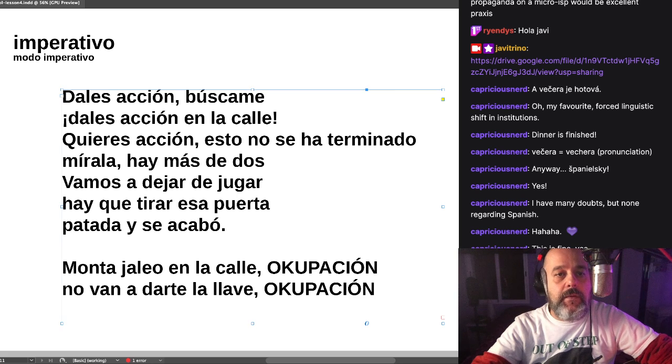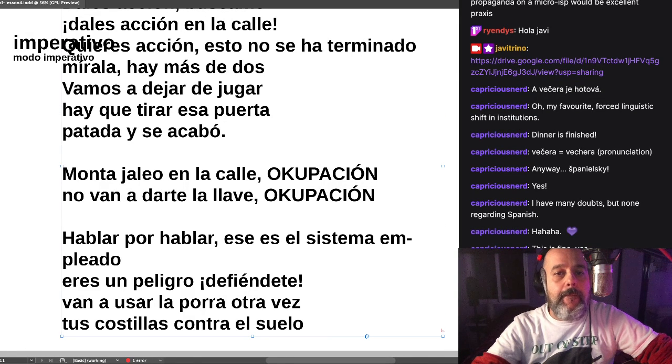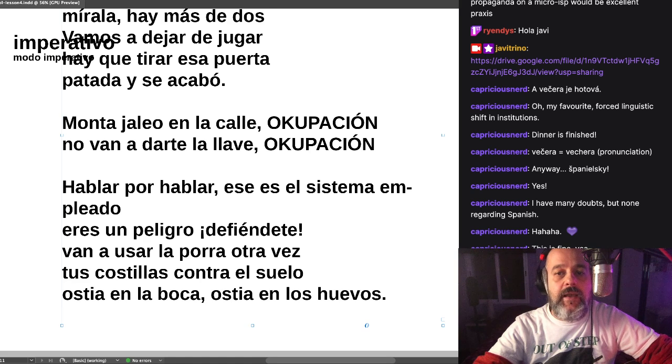I don't know what to do with this. Let's move it upwards and continue bringing it like that. Ocupación. So this is verse 2. It's hyphenating in. I can take hyphenation.